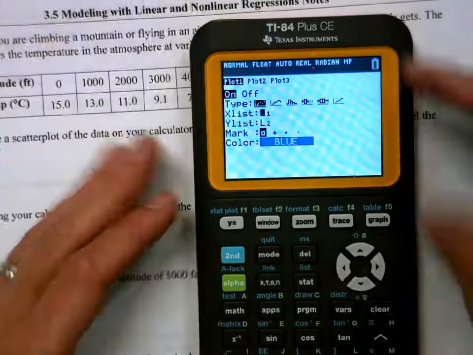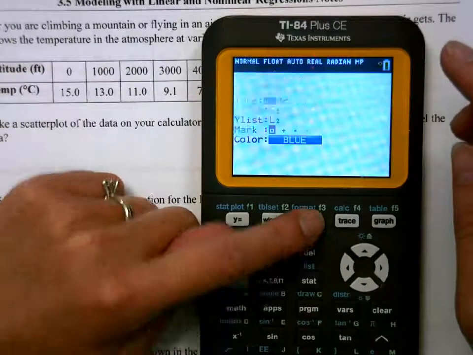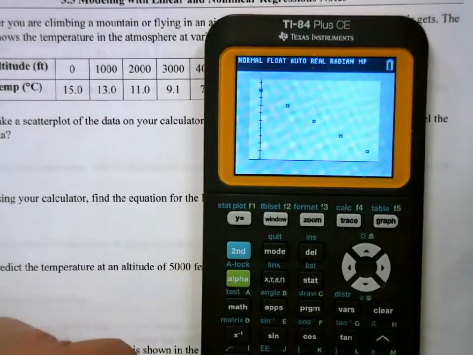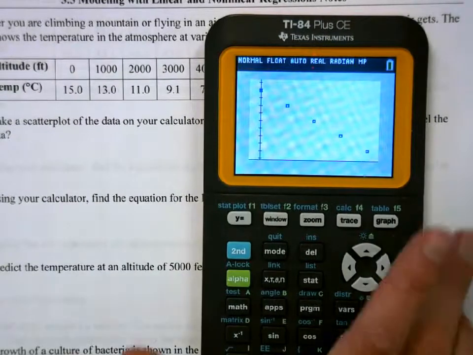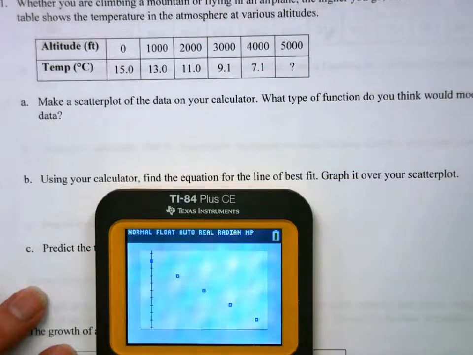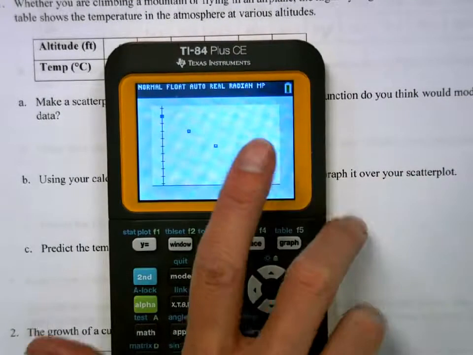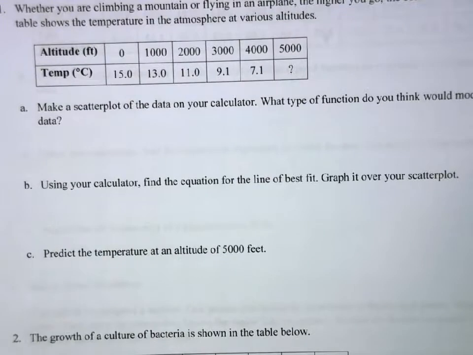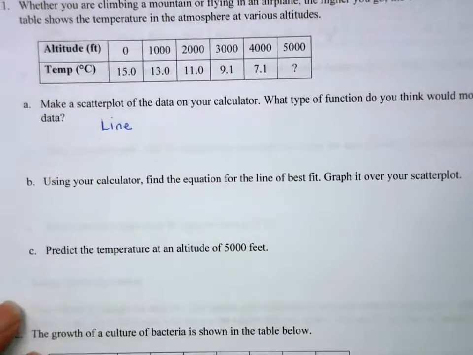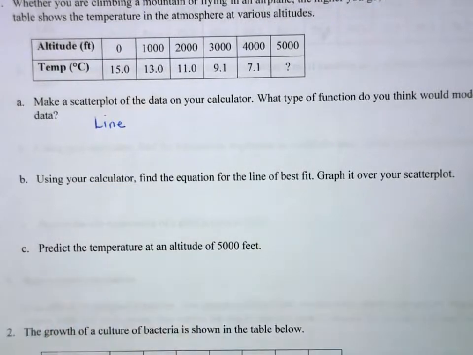Okay, now to do the scatter plot, we could certainly fit the window because we know the values, but a quick way to do it is to do zoom, and then option number 9 is zoom stat. And there's our scatter plot. Okay, so the question on our notes says, what type of function do you think would model that? Well, that's looking pretty darn linear. So I think a line would be a good type of equation. So what we're going to do is use the calculator to find that.